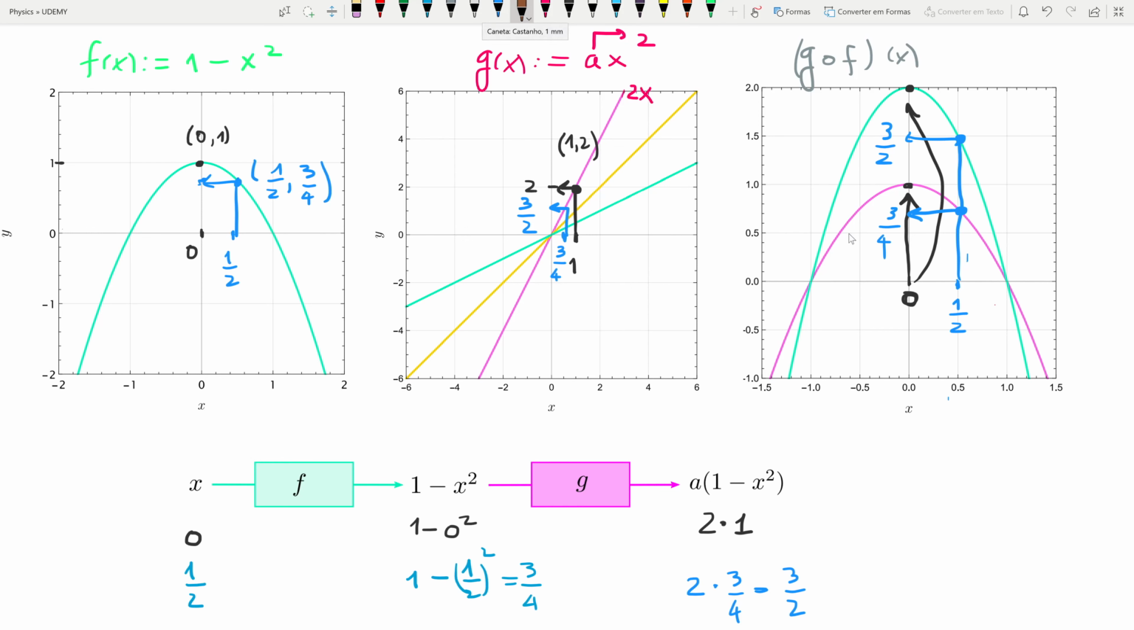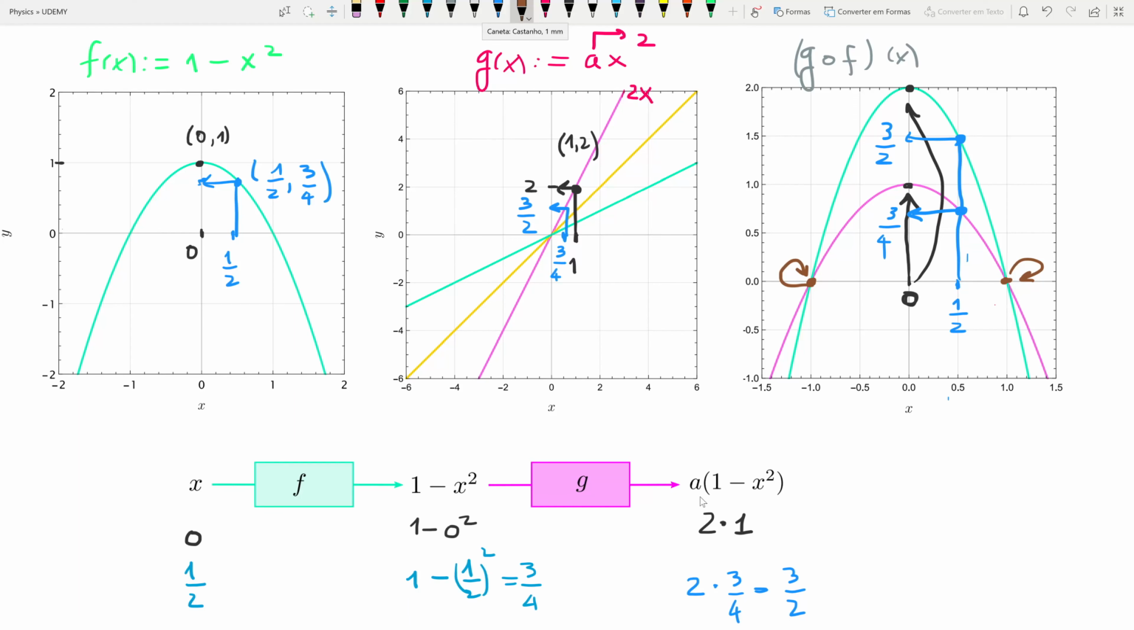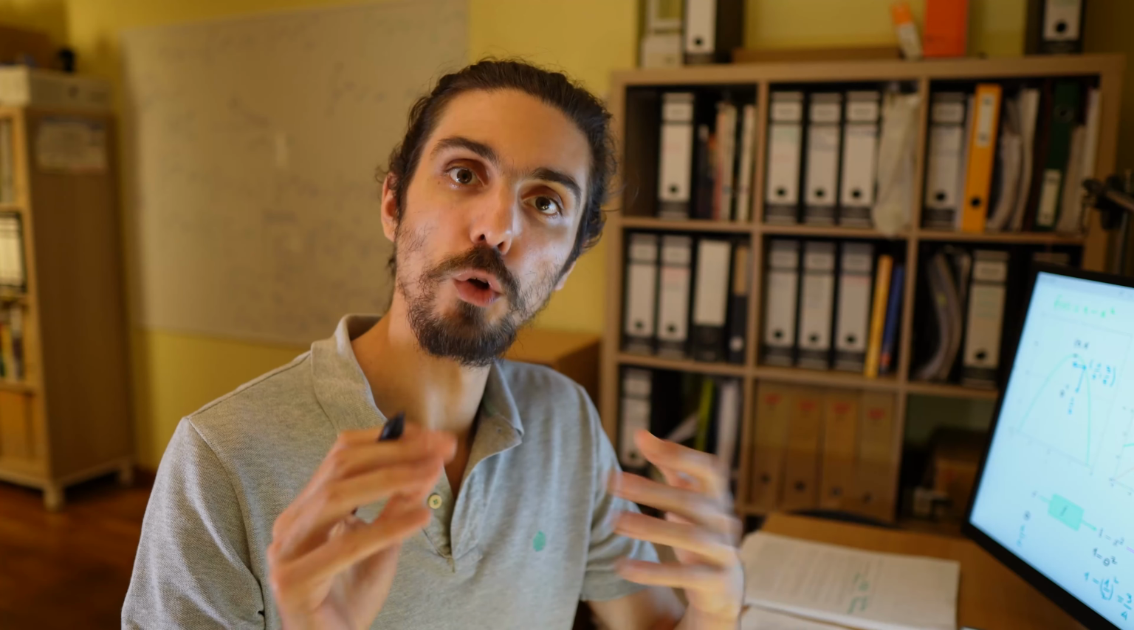Notice, however, that those values of exactly x equals -1 and 1, they are mapped under the f function here into 0, and the same thing happens with the composite function, because if you insert here -1, it's mapped to 0, but 2 times 0 is 0 again. So these points are common to both mountains.